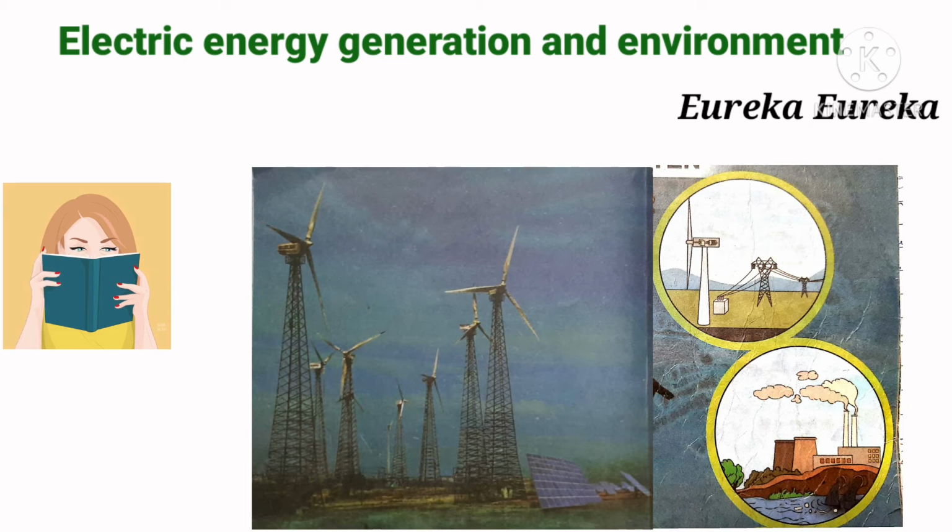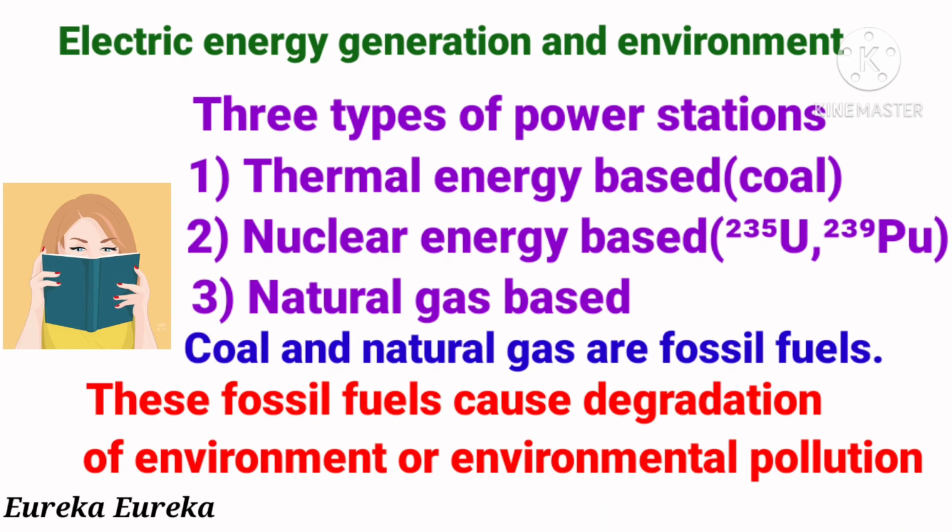As we have already studied, there are three types of power stations. First, the power station which uses coal as an energy source. Secondly, the power station which uses nuclear fuel, that is uranium and plutonium, as an energy source. And thirdly, the power station which uses natural gas as an energy source. I have marked a few points here related to the topic electric energy generation and environment.